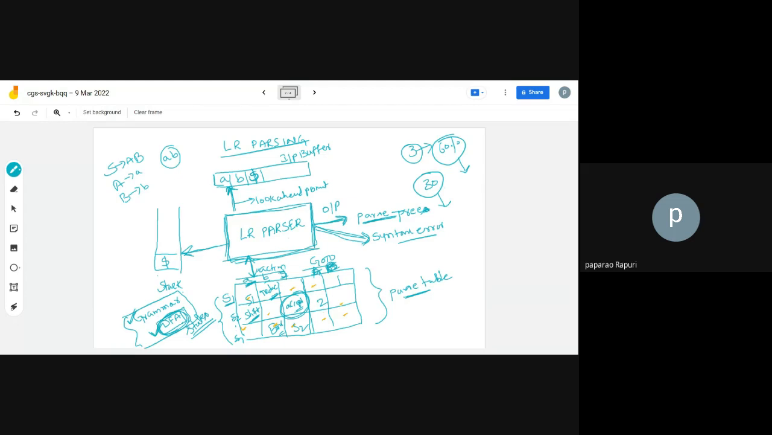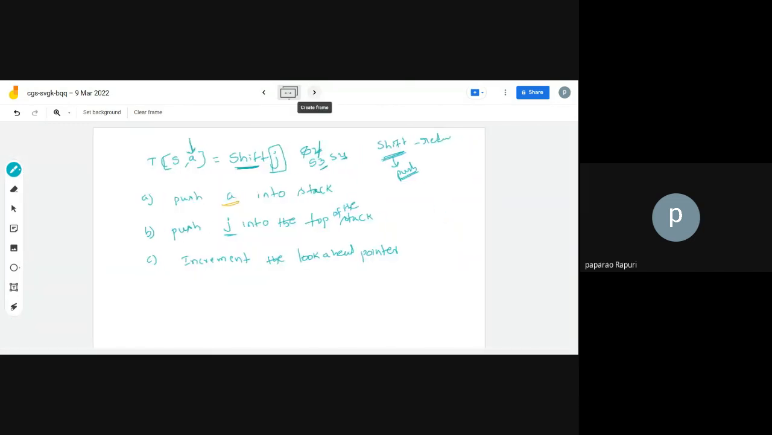So first, what we have to do, if I get A, and the stack does not have any non-terminal, then I need to push this A into the stack. After that, I need to push the state number. That may be S1, S2, S3, so no need to push S1, S2, just push the number 1, 2, 3. We will see in the example, sir.